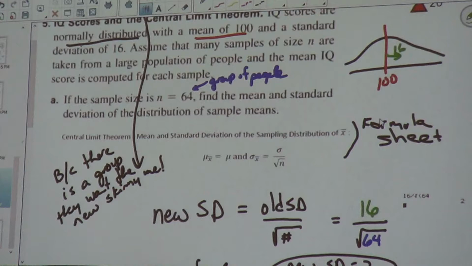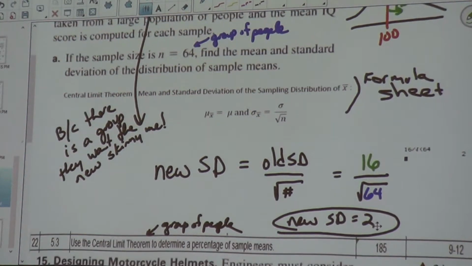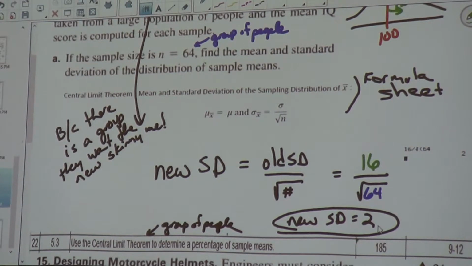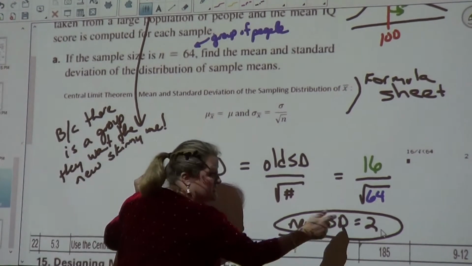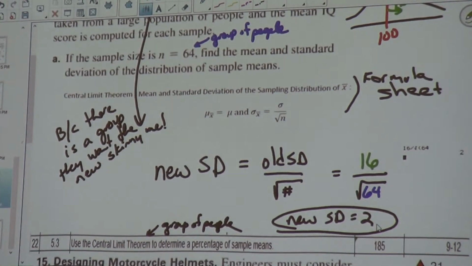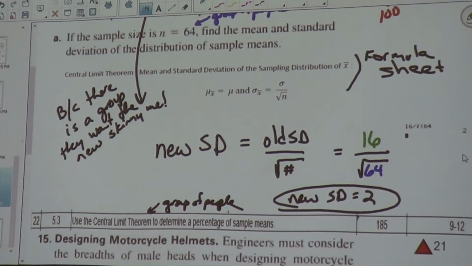So the old deviation was 16. I have 64 people in the group. And you're going to ask yourself on the test, there's got to be more than that. This question looks really hard. There's got to be more than that. The question just says, what is the new standard deviation if I put a bunch of people in there? Put that in there for me. Size 2, 64 people in my picture.